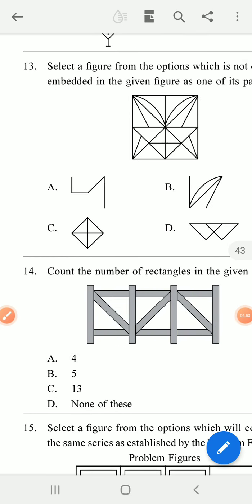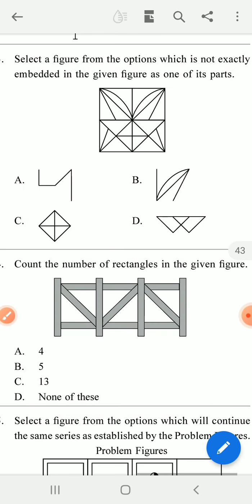Here 14, count the number of rectangles in the figure. So total rectangles 1, 2, 3, 4, 5, 6. Total 6 rectangles. But here there is no option 6. So none of these is the answer.